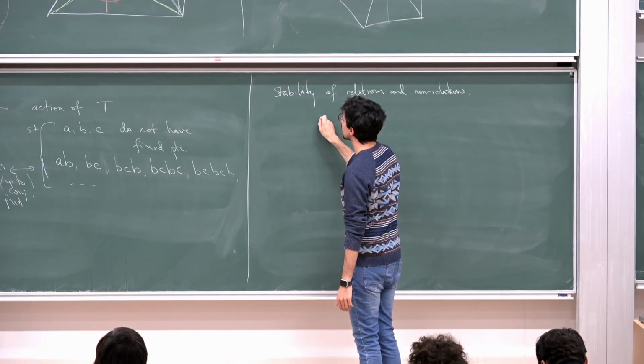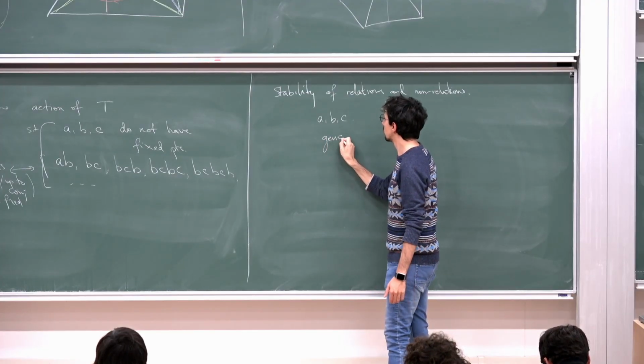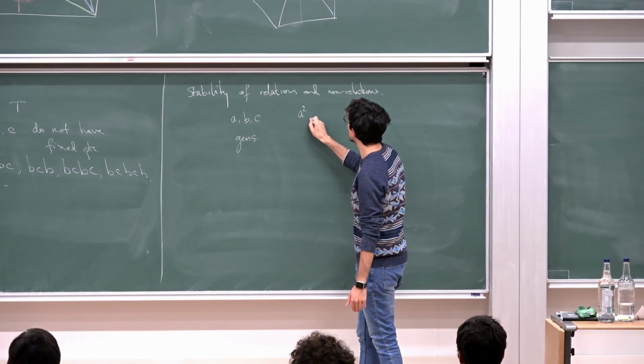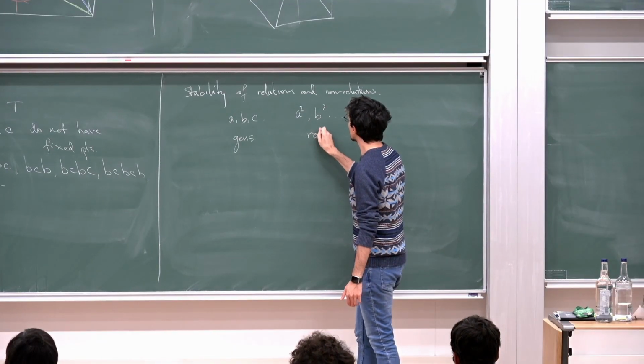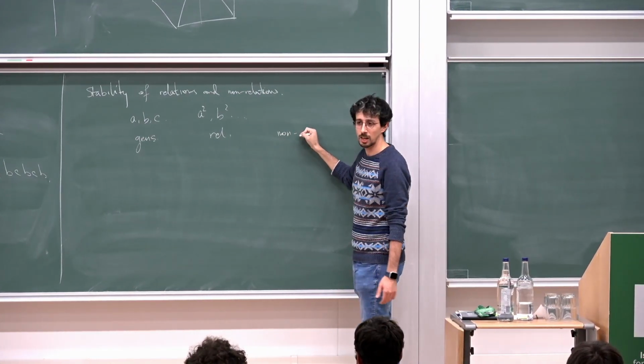So I'm given a generating set. So here it will be A, B, C generators. And I'm given relators. But I'm also given non-relators, so non-trivial elements in the group.